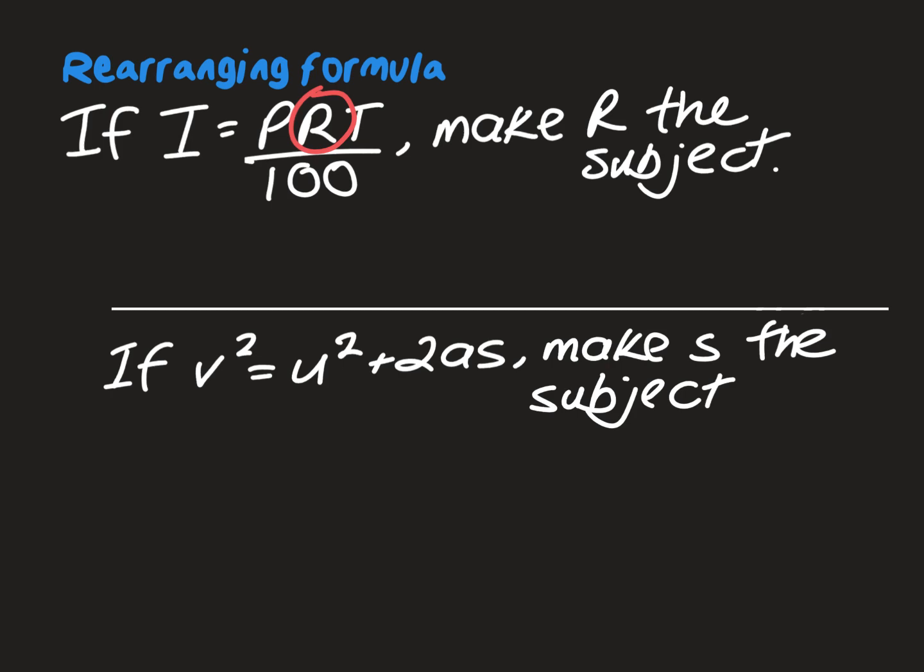Now, the main thing here is that everything's been divided by 100, so we're going to multiply by 100 over the other side. So we're going to take the I and multiply it by 100. Left with PRT on that side.